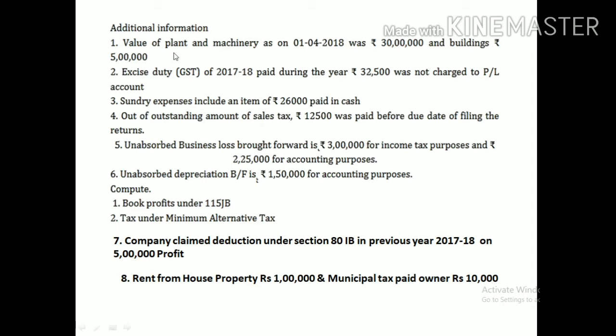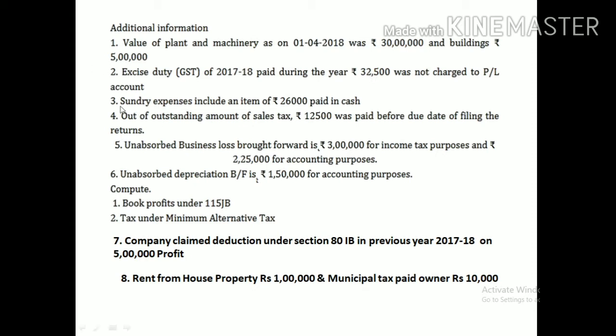depreciation. The depreciation we get should be treated as allowable depreciation as per IT, so it should be deducted. Next one: excise duty in the form of GST for 17-18, paid during the year, that is 32,500, was not charged in the profit and loss account. It's very important: excise duty for the previous year 17-18 that is paid during the year. They paid it, but it is not charged, nothing but not yet debited, so it is an allowable expense not yet debited, and should be deducted.